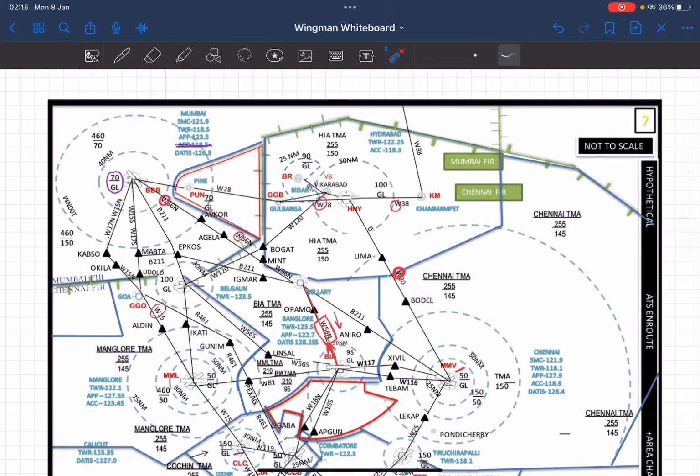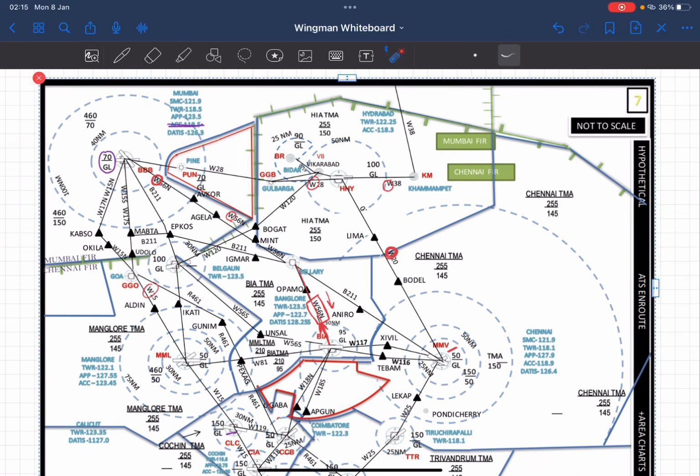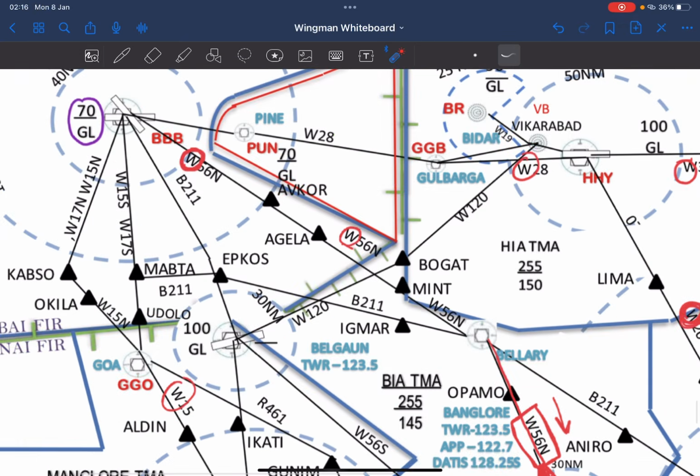Now see, from Golf, Golf, Oscar, can we fly on this route? We can't. Why? Because it says Whiskey 17 South. That means we cannot fly north.